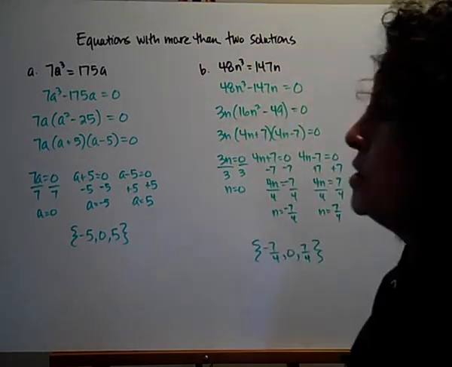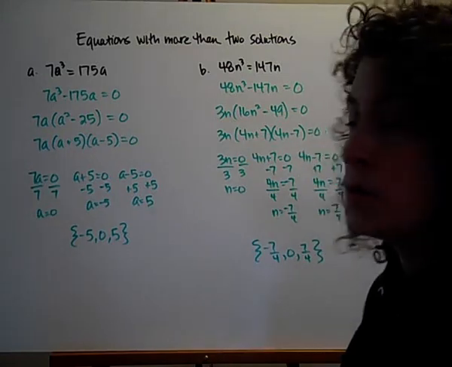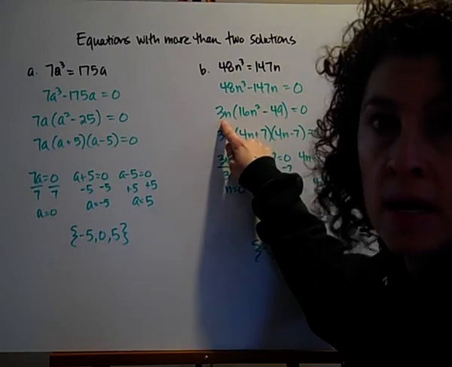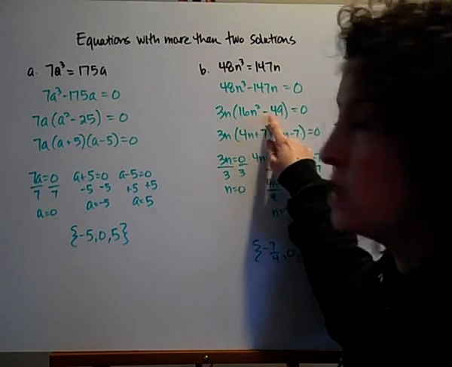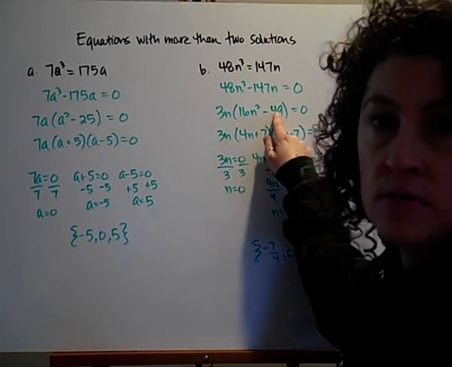So again, I want to get the 0 on one side, put everything to one side so I can use my zero product property. I'm going to start to factor this. I can take a 3n out of each of these terms. That leaves me with 16n squared minus 49. So I break that down because this is a difference of squares.